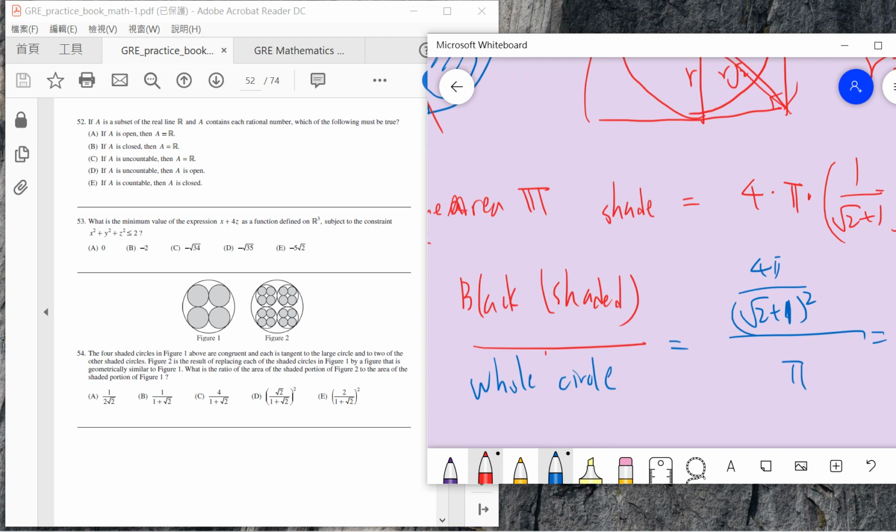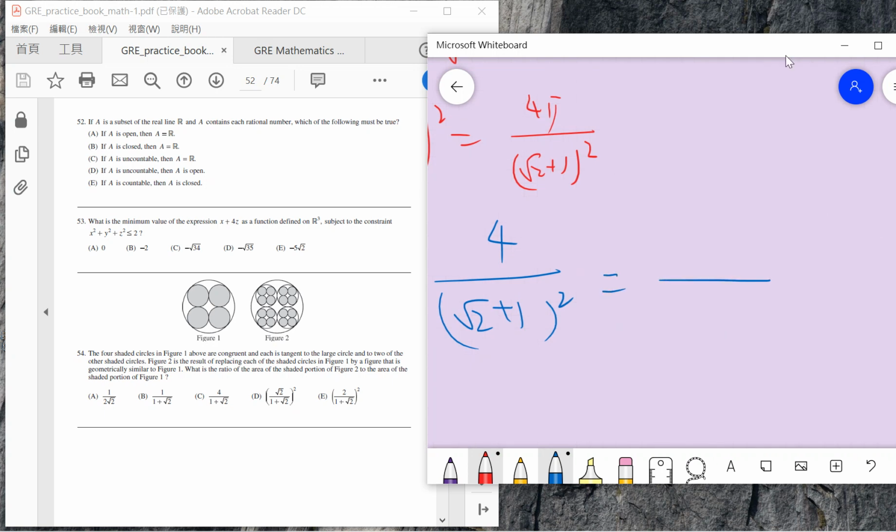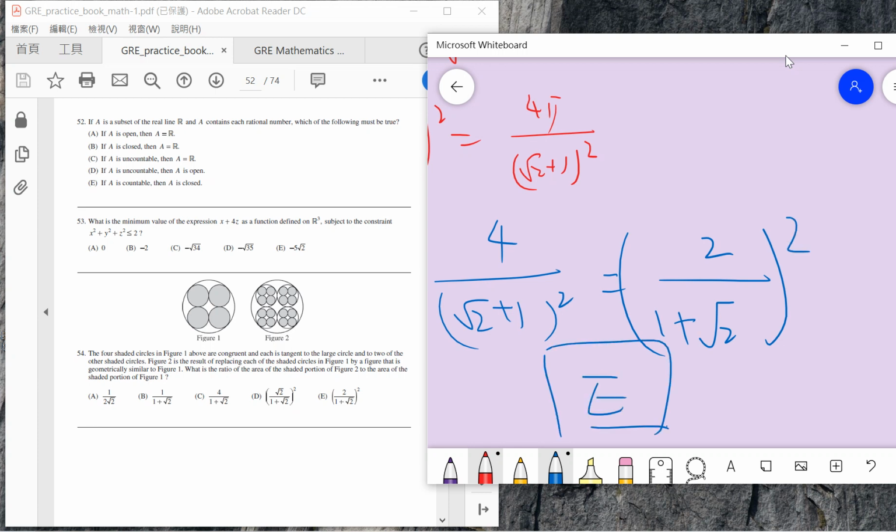Okay, and it asks about the second shaded to the first shaded. Basically, that is just the same as this ratio, right? Because you just shrink the first one to the second, so they are similar. So the answer is 2 divided by 1 over square root of 2 plus 1, squared. So the answer is E. That's it.